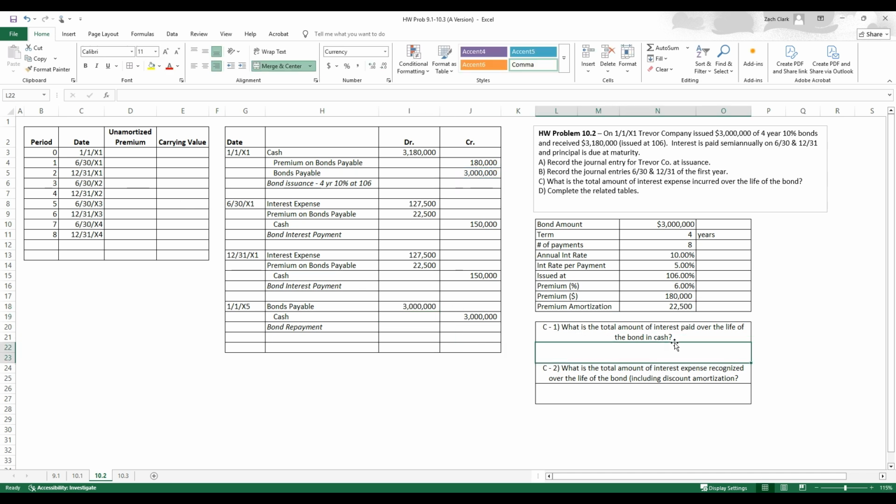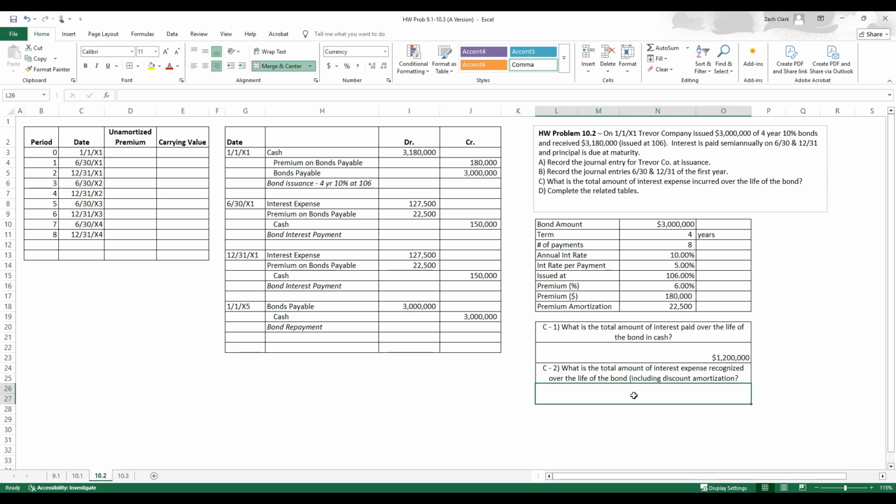And here, what's the total amount of interest paid over the life of the bond? Then we can just look here and say in cash, we're going to make how many payments? 8. So 8 times 150,000. So we would have 1.2 million paid in cash interest over the 8 periods. And then you can kind of see, it could be 300,000 times 4 years over that whole period as well.